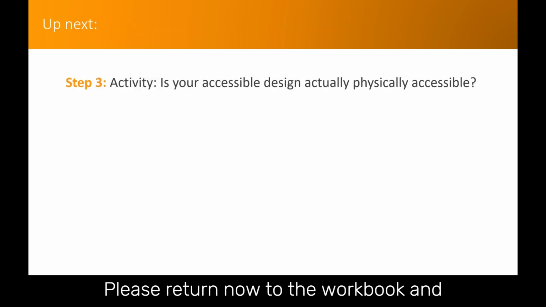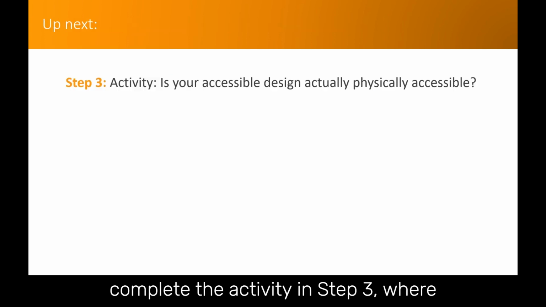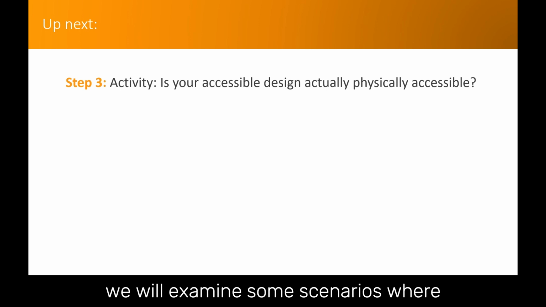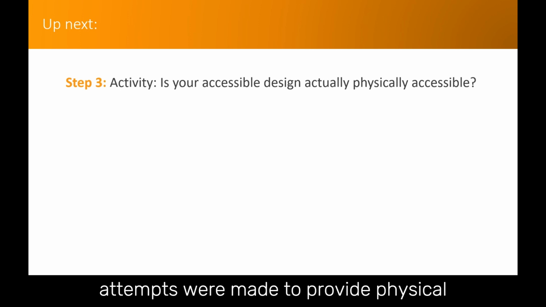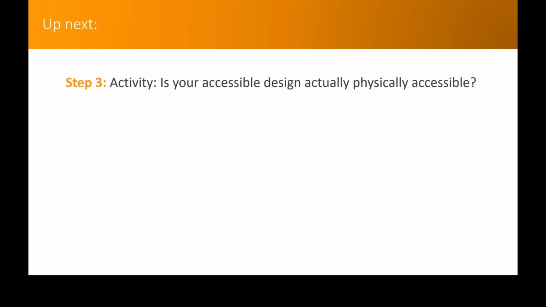Please return now to the workbook and complete the activity in step 3, where we will examine some scenarios where attempts were made to provide physical accessibility, but where they did not get them quite right.